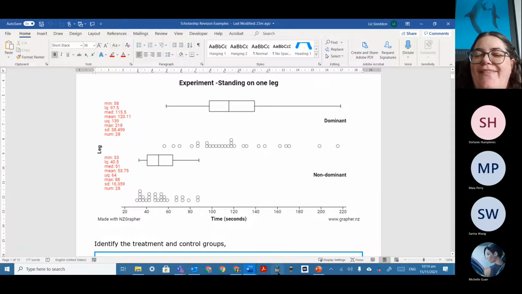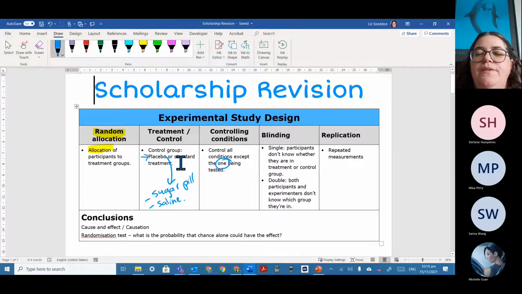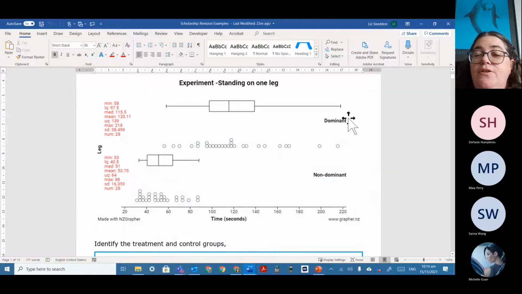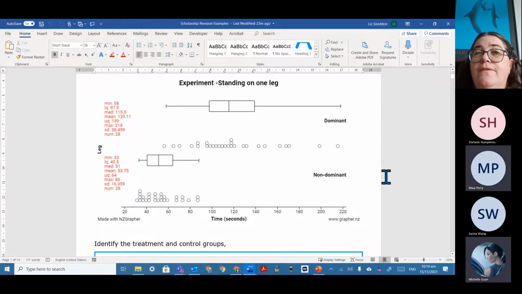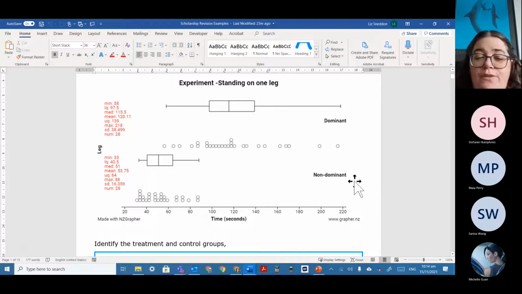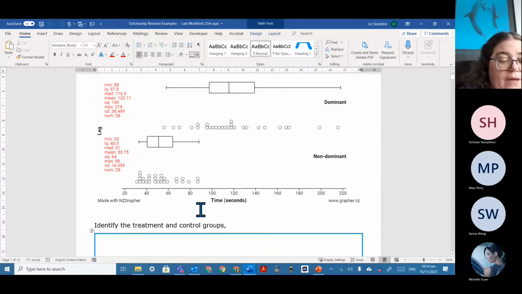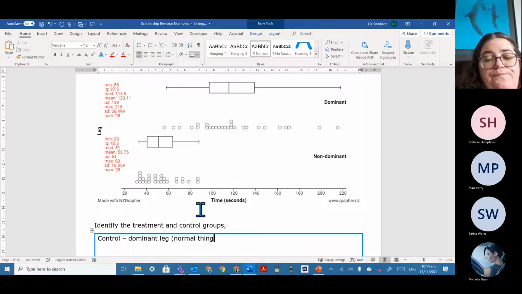So think about it: the control group has to either be a placebo or whatever the standard or the normal thing is. So my question is, standing on your dominant leg or standing on your non-dominant leg, which of those is the normal thing to do? Dominant. Good. So our control group is the dominant leg, and that's because that is the normal thing to do. And therefore our treatment group will be the non-dominant leg.